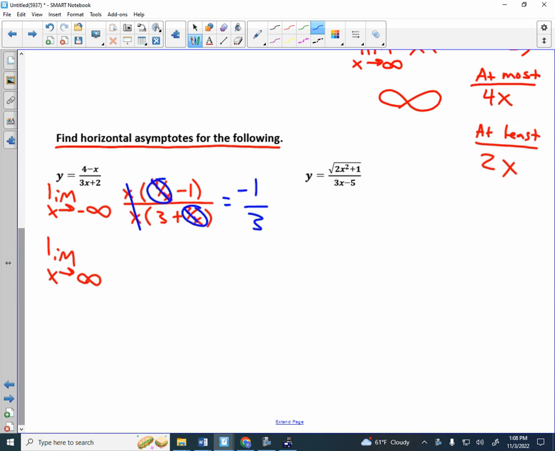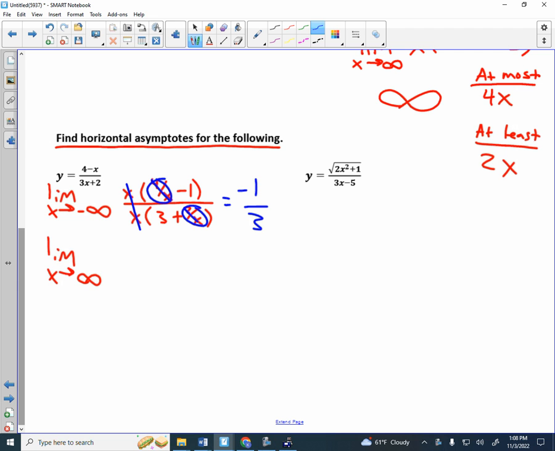So as x goes towards infinity, those are going to get really small. 4 divided by a really large number ends up being really small. Yeah, negative infinity, you'll get the same thing. Okay? Right. So let's try the next one.